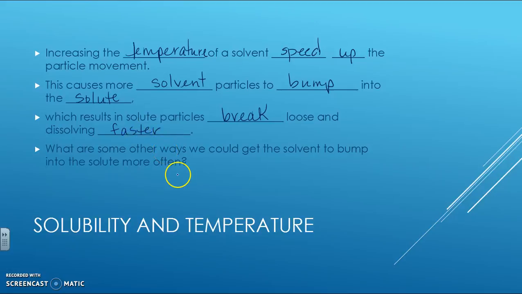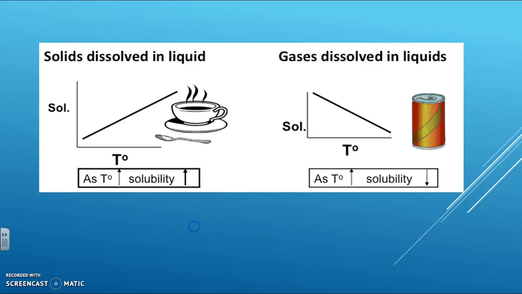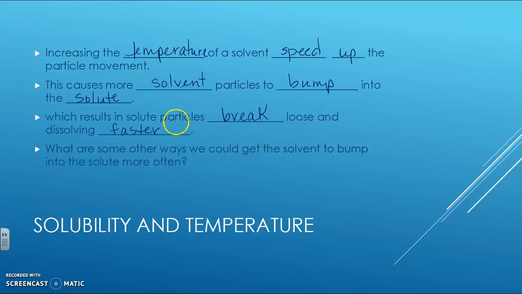Okay? So what would be some other ways that we could get a solvent to bump into the solutes more often? Could we get something to dissolve at a faster pace? Well, what if we were to make more surface area? Now, don't actually add more solute in there, but if we were to crush it or grind it, okay, what happens there? Well, we're actually increasing the surface area. We're going to take that same amount that we had and crush it up so that we have more of it to bump into the solvent.